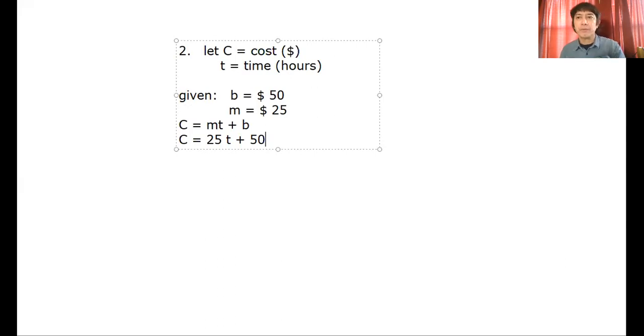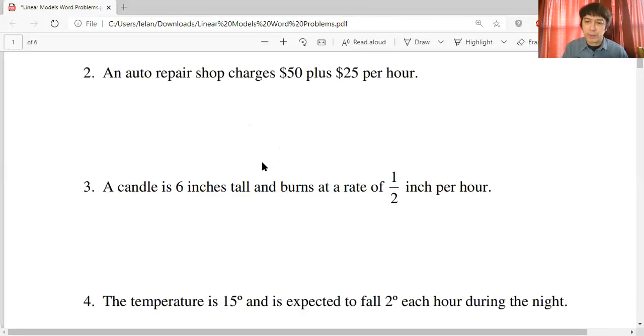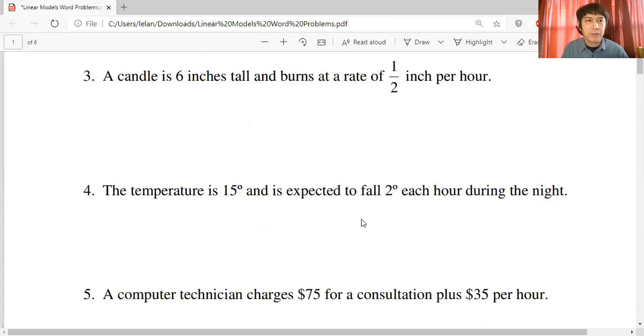So at time 0, you get $50. So that will be the B, which is the y-intercept in ordinary linear equation. So this will be the answer for number 2. That's the required equation in slope-intercept form. Let's have another number. All right, let's proceed to the third, the problem set. All right, let's have the third number here. Okay, here's the third number.